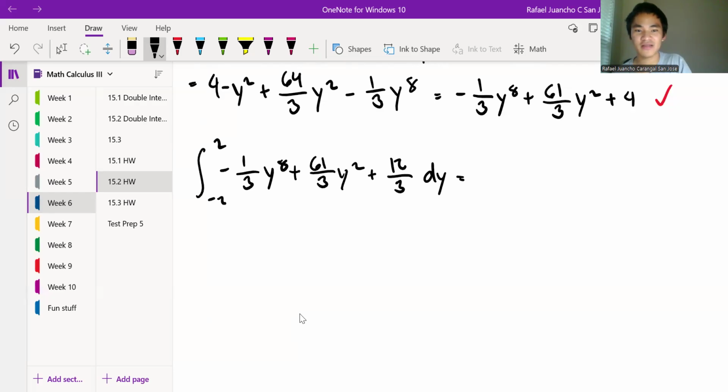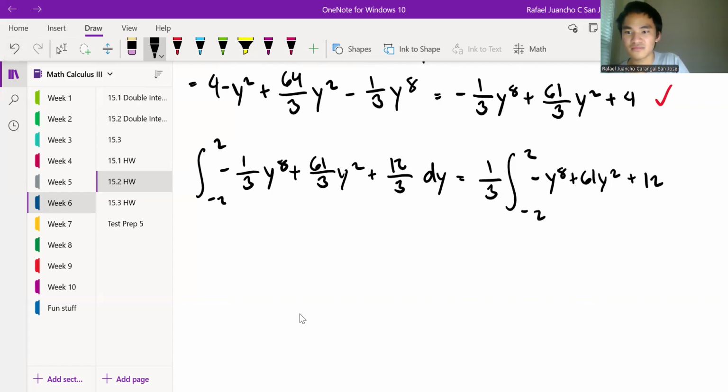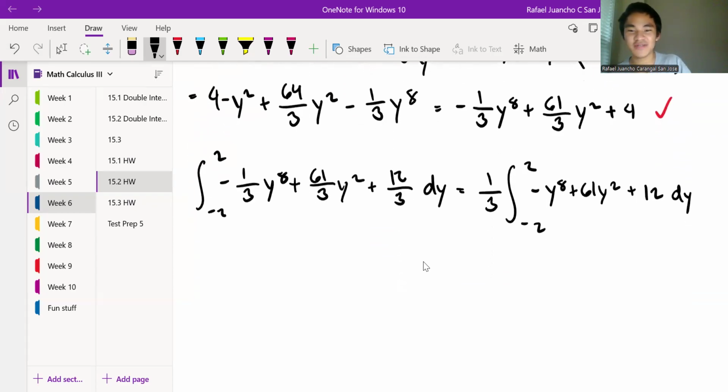So if I factor out a 1/3 here, I would get this thing: negative y to the 8th plus 61y squared plus 12. I don't know if that's a big brain idea. I just thought of it. And then, oh shoot, that's a scary integral.